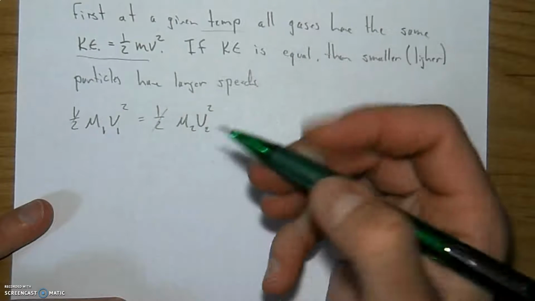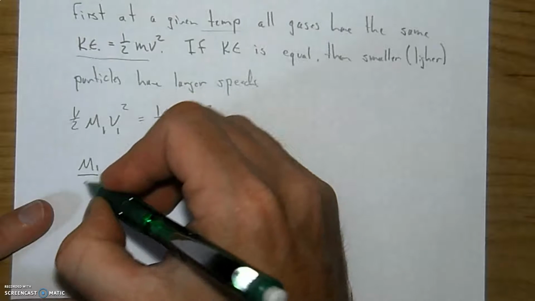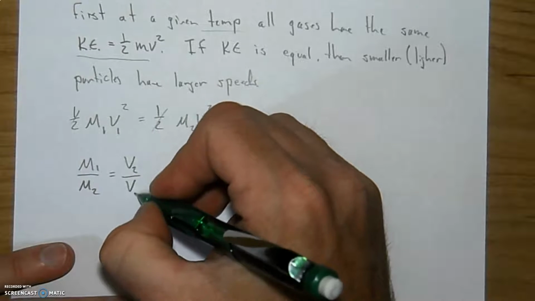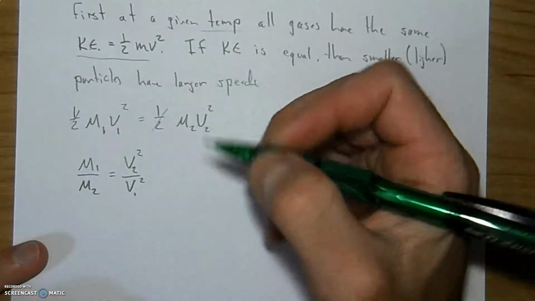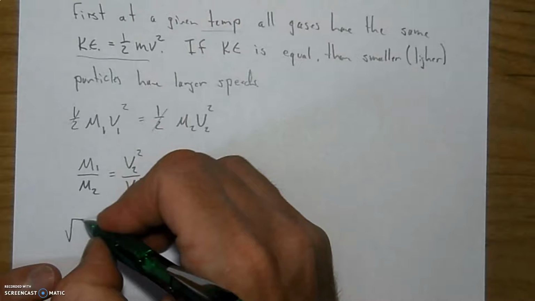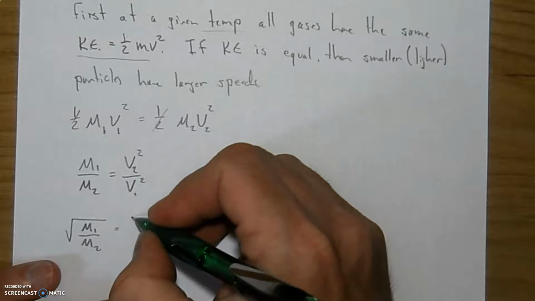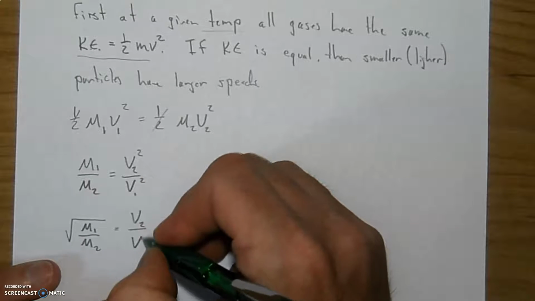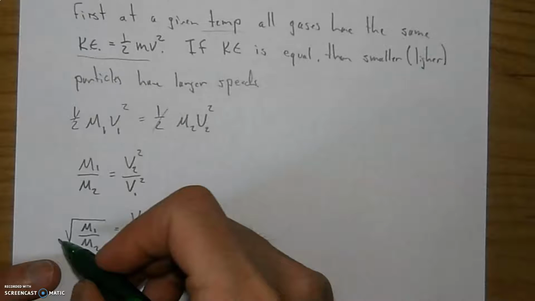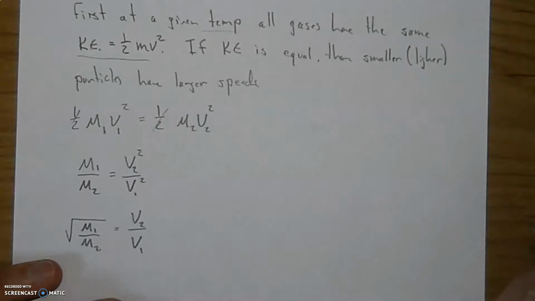Now, of course, the halves are going to cancel out. If I put like terms on the same side, I'd have m1, m2, and v2, v1 squared. I could do this a couple different ways, but I want to get rid of these squares, so I'm going to take the square root of both sides. Still, the square root of m1 over m2 is equal to v2 over v1. And this is Graham's law of diffusion, almost like an inverse relationship between the velocities, based on the square root of the molar masses.